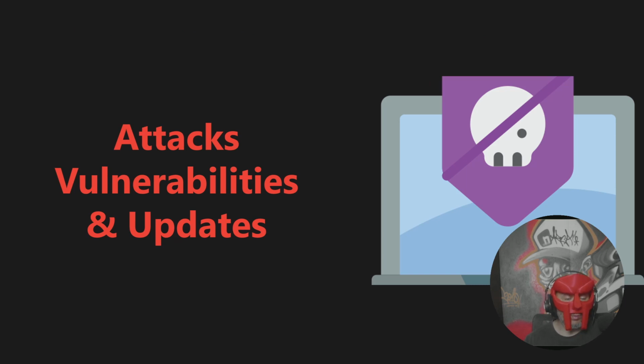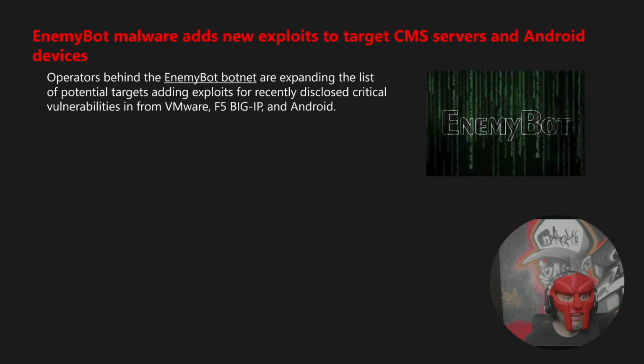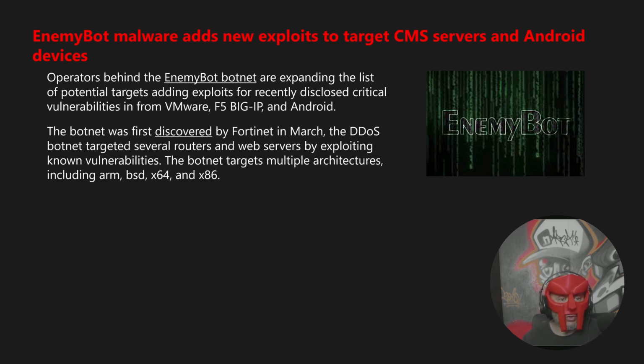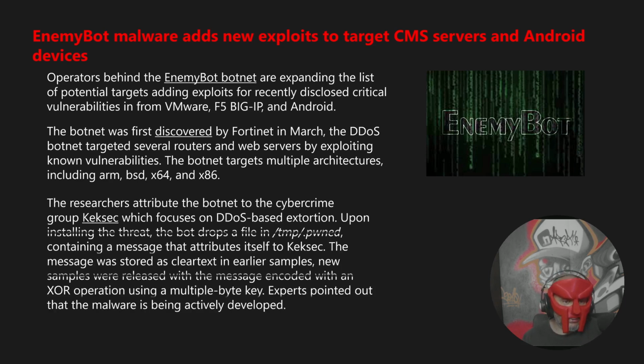We now move on to attacks, vulnerabilities, and updates. Operators behind the EnemyBot botnet are expanding the list of potential targets, adding exploits for recently disclosed critical vulnerabilities in VMware, F5 Big IP, and Android. The botnet was first discovered by Fortinet in March. The DDoS botnet targeted several routers and web servers by exploiting known vulnerabilities. The botnet targets multiple architectures, including ARM, BSD, x64, and x86.